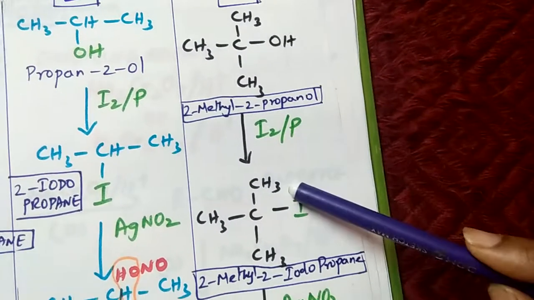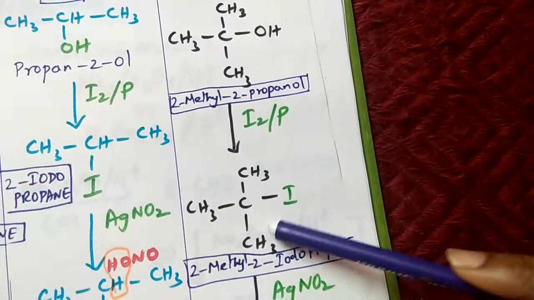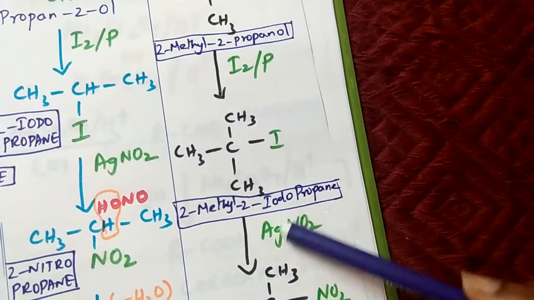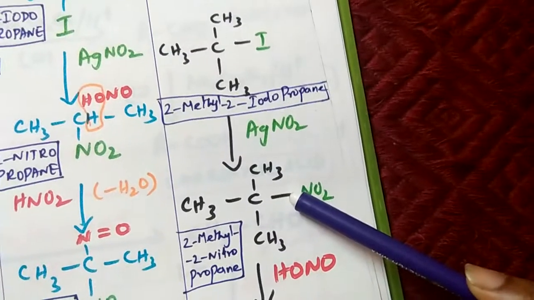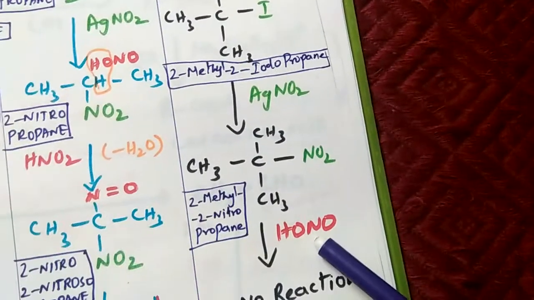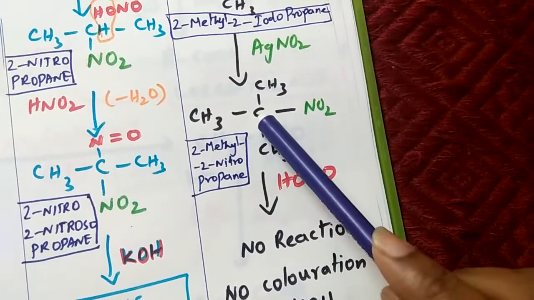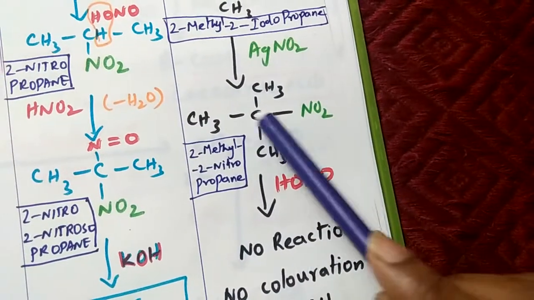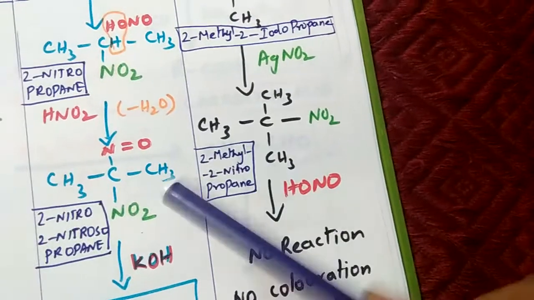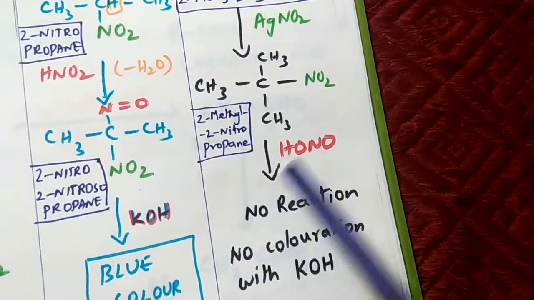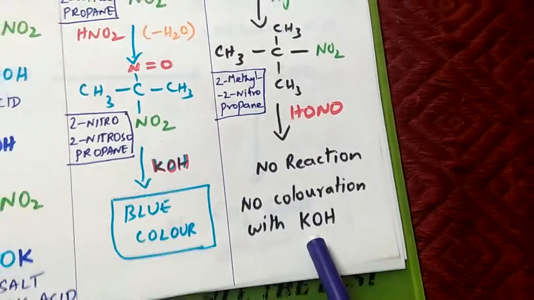This OH is displaced by I, so 2-methyl-2-iodopropane is formed. When 2-methyl-2-iodopropane is treated with silver nitrite, 2-methyl-2-nitropropane is formed. And here when treated with HONO, there is no alpha hydrogen atom. That is, the carbon to which the functional group is attached does not have a hydrogen atom. So no alpha hydrogen atom, and there is no reaction with nitrous acid. So no coloration with KOH.